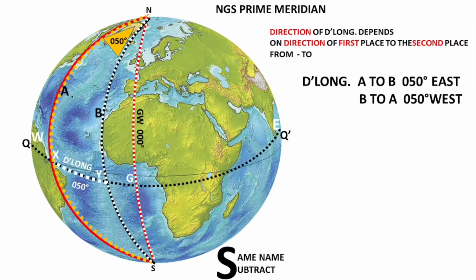Now the D-long between all the points on these two meridians will remain the same, irrespective of the fact the points are here, here, here, anywhere. Though we can see that the distances between the two meridians keeps on gradually reducing as they are approaching the poles, but the D-long between any points on these two meridians will remain the same. And as I said, if you are going from A to B, your D-long is east.